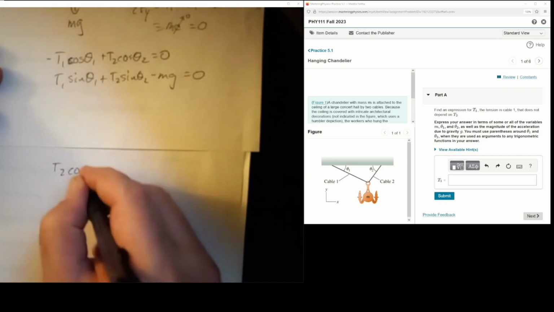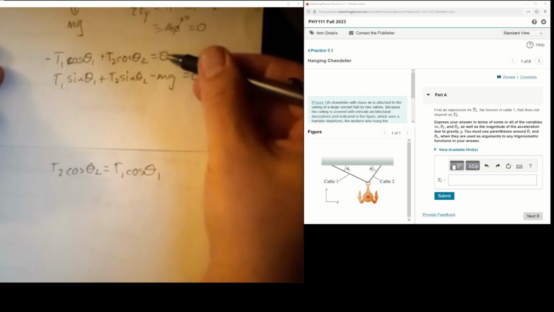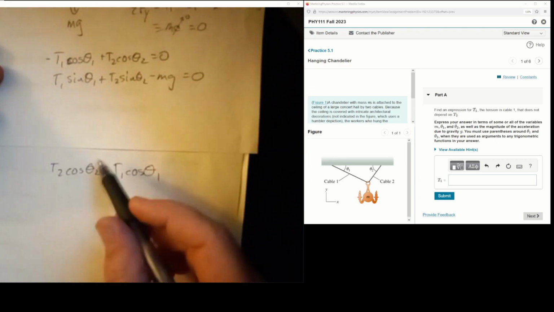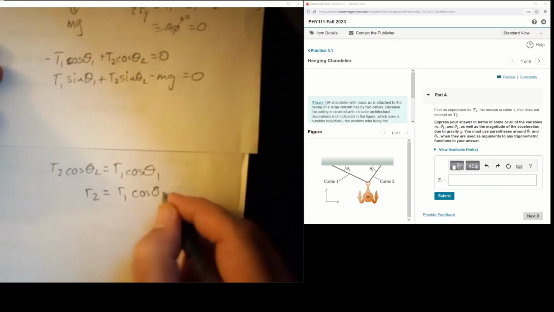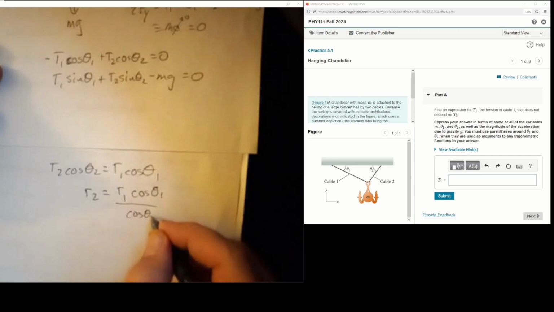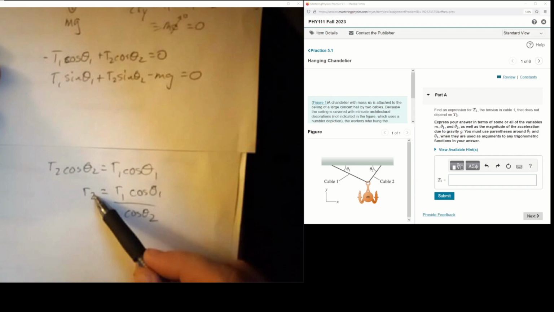The first one would be easiest to substitute just because it has fewer terms. So I'm just going to solve this for T2. I'd get T2 cosine theta 2, move the other stuff to the right, which makes it T1 cosine theta 1. So I'm looking at this first one, and then divide by cosine theta 2. And take this result for T2 and stick it into the second one right there.